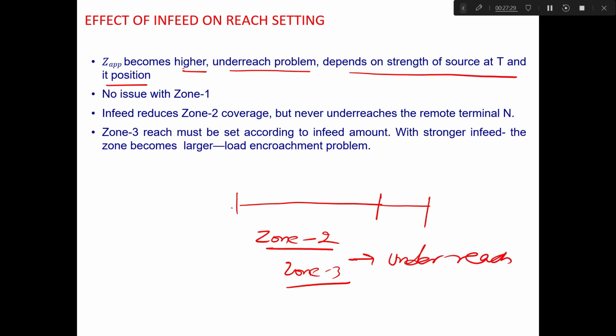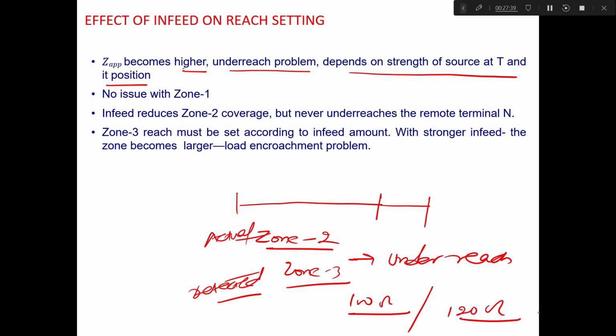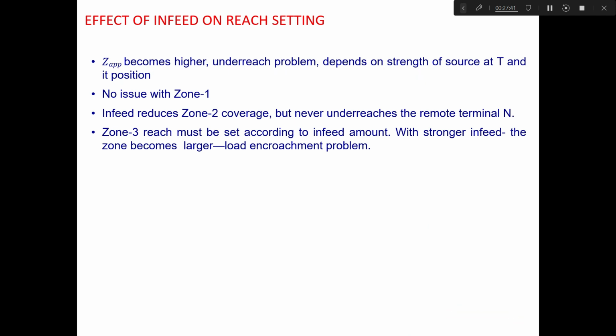Underreach. This is the actual fault and detected by relay. Why is it underreach? Because the fault is at, suppose, 100 ohm, but the relay sees that the fault is at 120 ohm and it is not going to operate. So this type of problem is underreaching. There is no issue with zone 1. Why is there no issue with zone 1?